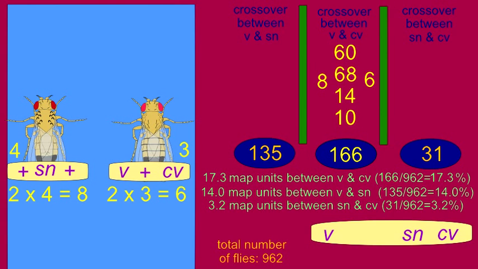When calculating map distances, shorter distances are typically more accurate because longer distances then will incorporate more double crossovers and then even triple crossovers.